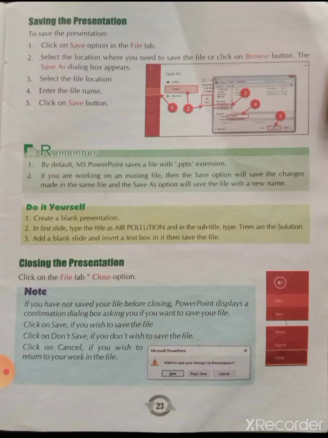And another way also, go to the File tab. That File tab will display so many options. In that, open, save, save as, then click on the Save option in the File tab, then select the location where you need to save the file or click on the Browse button. The Save As dialog box appears. Select the file location, आपका storage area select करो, then enter the file name, write down your presentation name, and then click on the Save button. Yes, so this is how your presentation or your slides are saved in your given name in a selected drive.